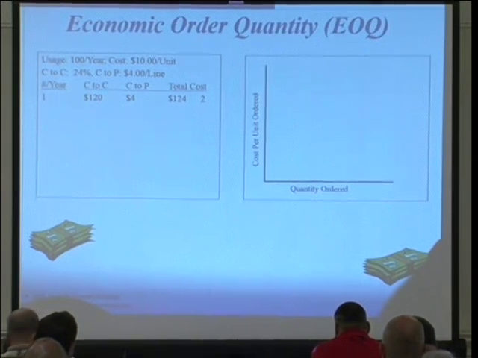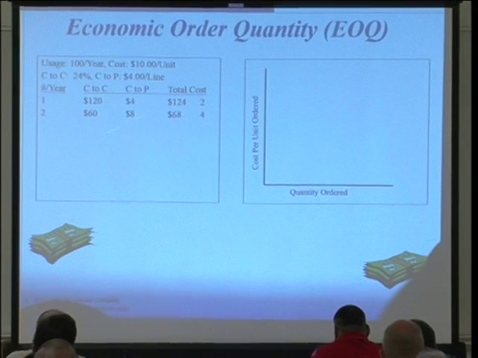My total cost to carry and cost to purchase, which we're trying to find what's the optimum quantity to buy, is $124. $500 in June, I bring in another $500 because I sold it off.